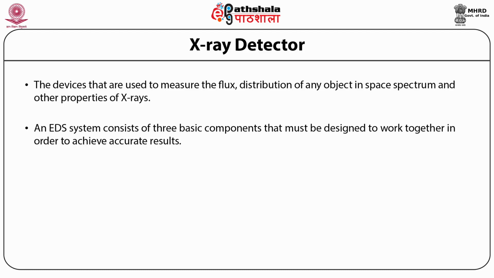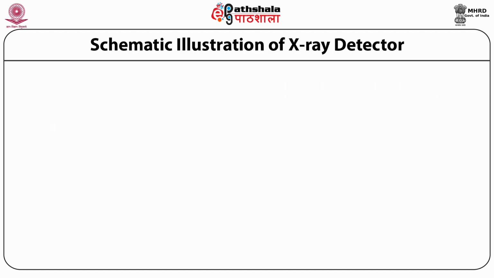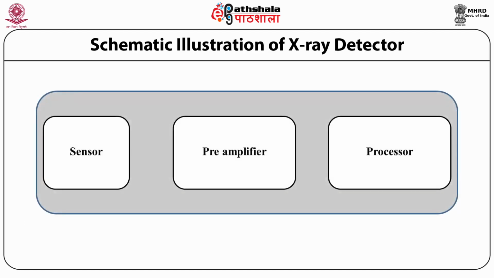One part is the SDD, silicon drift detector sensor. Then a preamplifier is used, and lastly the digital pulse processor. This is a schematic illustration of the X-ray detector. As you see, there is a sensor that senses and passes these results to the preamplifier, and the preamplifier after amplification sends the results to the processor. We will be studying each of them one by one in detail.